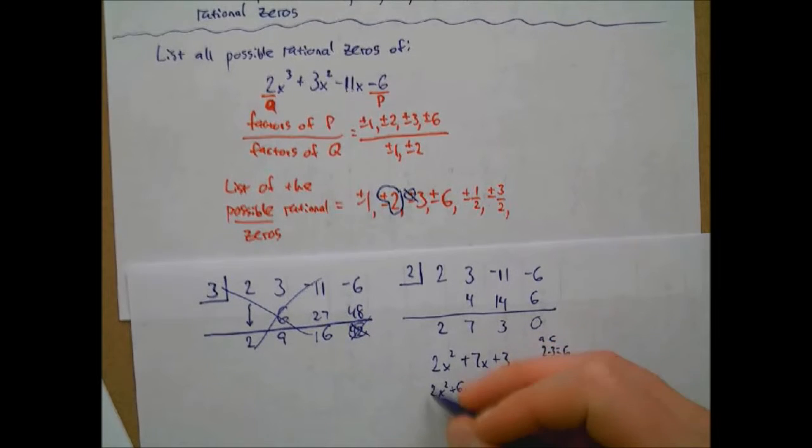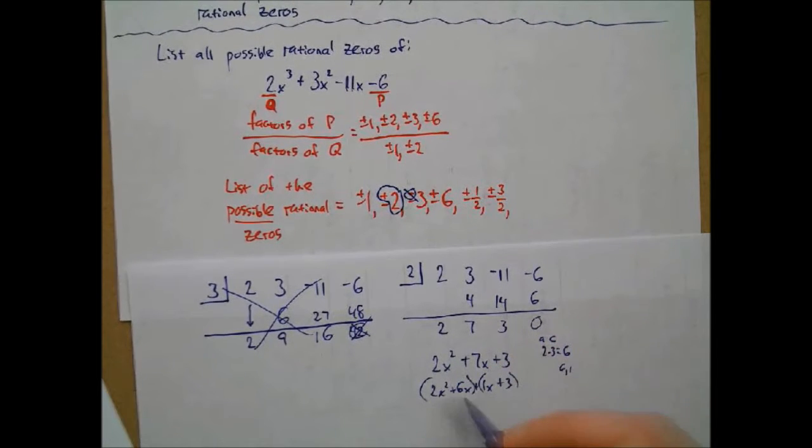So we'll split up that middle term. Now we'll group. From the first group we can pull out a 2x. From the second group we can pull out a 1. Pull out the x plus 3s. We'll be left with 2x plus 1. Oops, I'm off the screen, sorry.